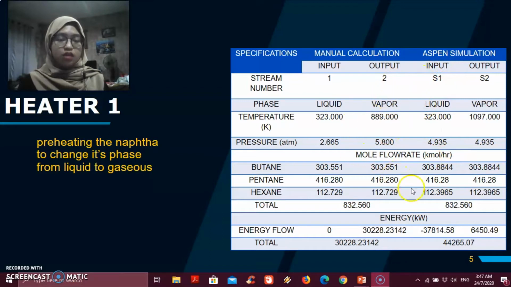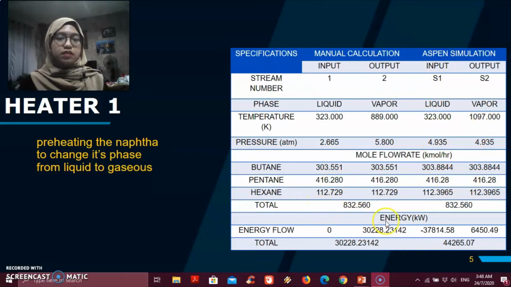Most of it is similar, from the input temperature to the mole flow rate. The difference is the output temperature: for manual calculation it is 889 Kelvin, while for Aspen simulation it is 1097 Kelvin. For the pressure in the manual calculation, the input is 2.665 atm and the output is 5.8. Meanwhile, for the Aspen simulation, it remains constant at 4.9 from input to output.